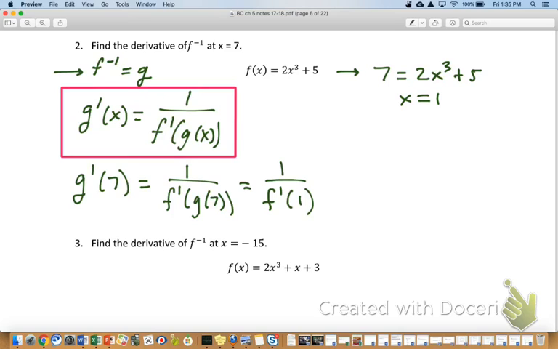And then the only thing I've got to do now is find f prime and plug in a 1. So what do you think that would result in? 6. So the final answer here would be 1 over 6.